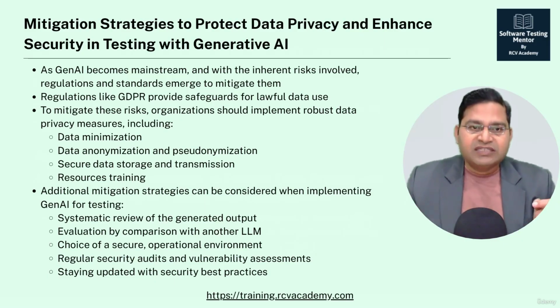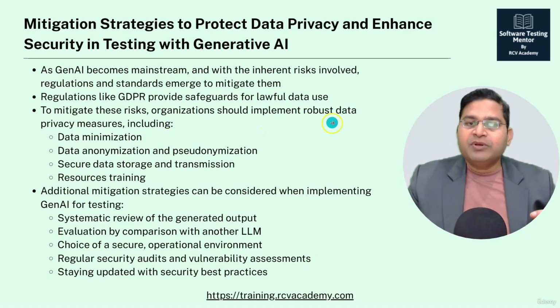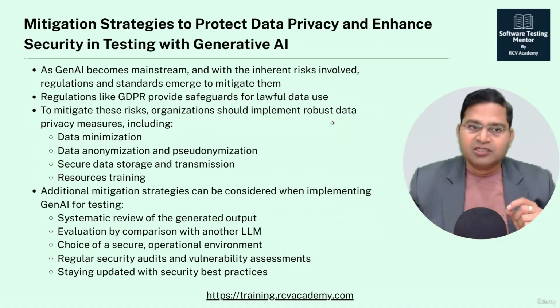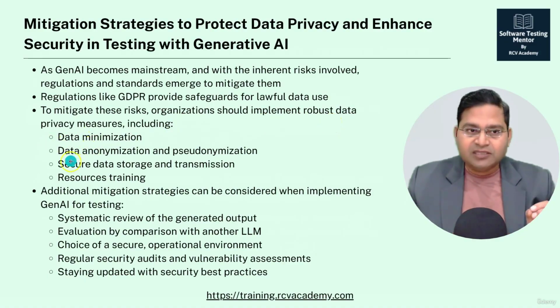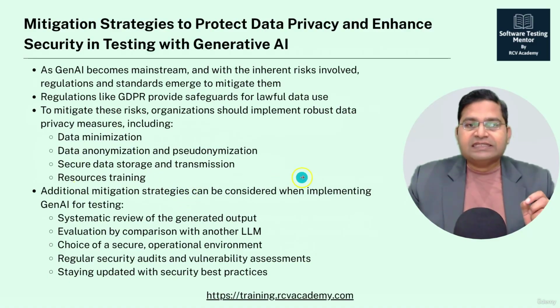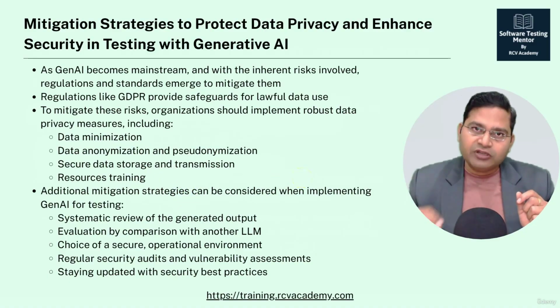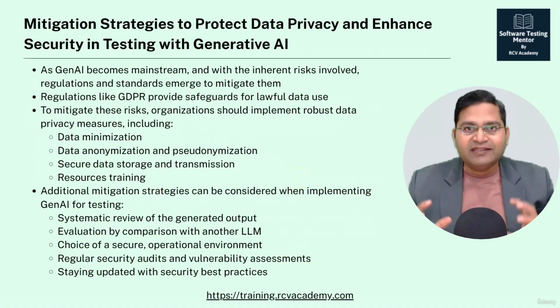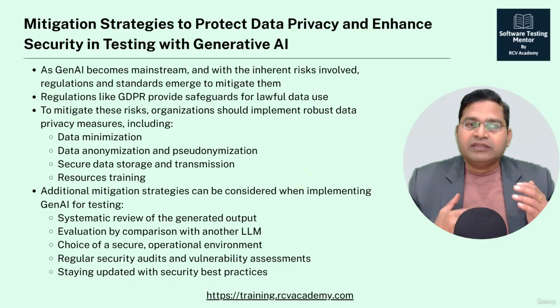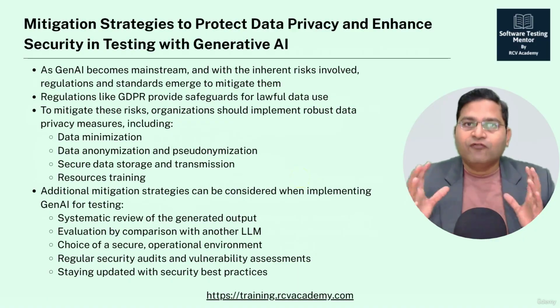Regulations like GDPR provide safeguards for lawful data use. To mitigate these risks of data usage and privacy, organizations should implement robust data privacy measures, including data minimization, data anonymization and pseudonymization, secure data storage and transmission, and resource training. So all of these measures should be there for securing the data, and then training the team to make sure that these measures are followed.